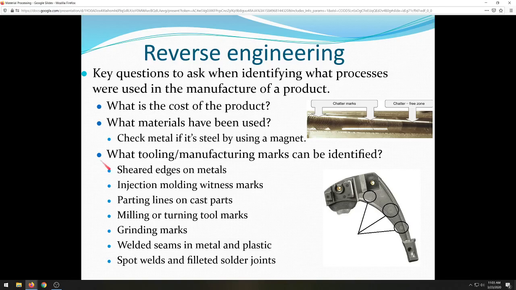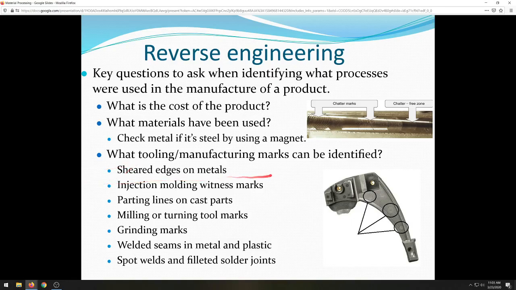So then, what tooling or manufacturing marks can be identified? I could teach a whole year-long course just on this, where we took things apart and identified how they were manufactured just by looking at the tooling marks. There are ways that manufacturers hide them. There are ways that manufacturers get rid of them entirely. However, there's a few things to look for.